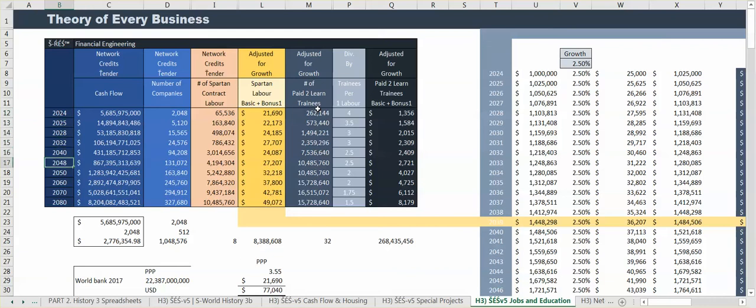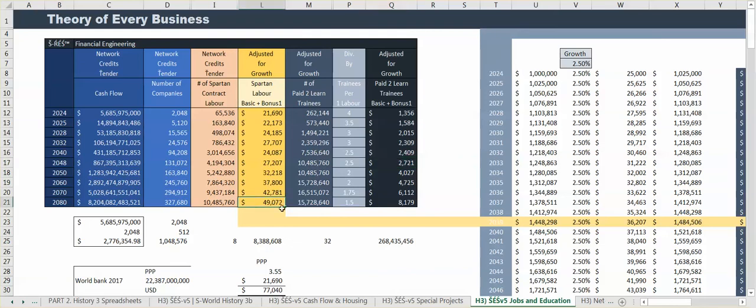Okay, that was in 2024. Let's go to 2048. I call this Angel City 4. At that point, there would be 4 million paid people at $27,000. And I have taken into consideration the global growth, so that's $27,000 in today's money. We start off with 250,000 paid to learn trainees, and in 2048 would be 10 million paid to learn trainees. They're getting a little bit more, 2,700.